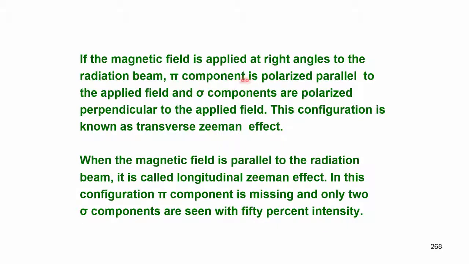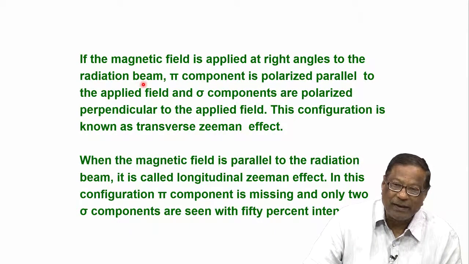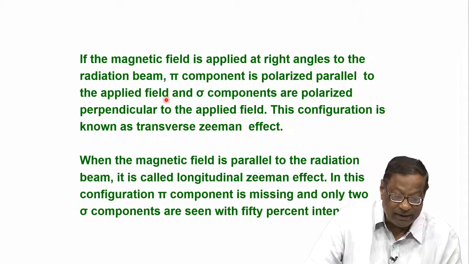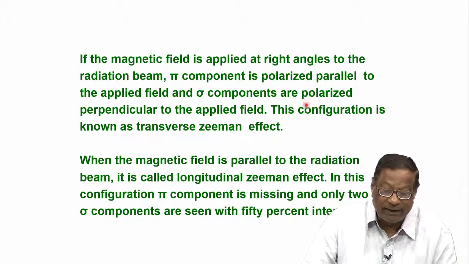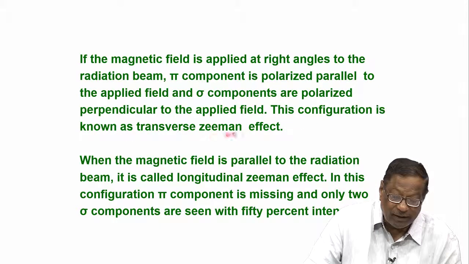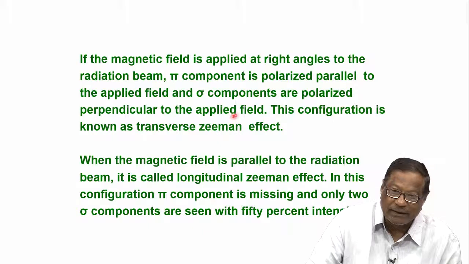This is what I was telling you, that whenever there is a magnetic field around the flame, the radiation from the hollow cathode lamp splits into pi component and sigma component, and I need a polarizer to separate the sigma and pi components, otherwise you will not be able to see the effect of the magnetic field, okay. So, this configuration is known as transverse Zeeman effect. That means, put a magnetic field and put a polarizer perpendicular to the applied field, okay.